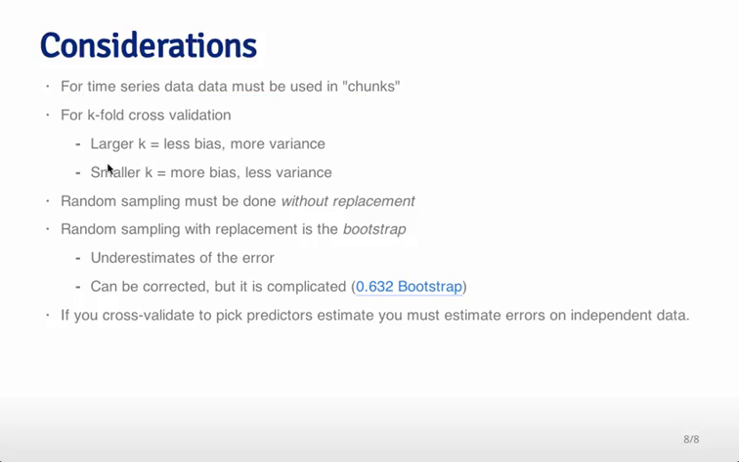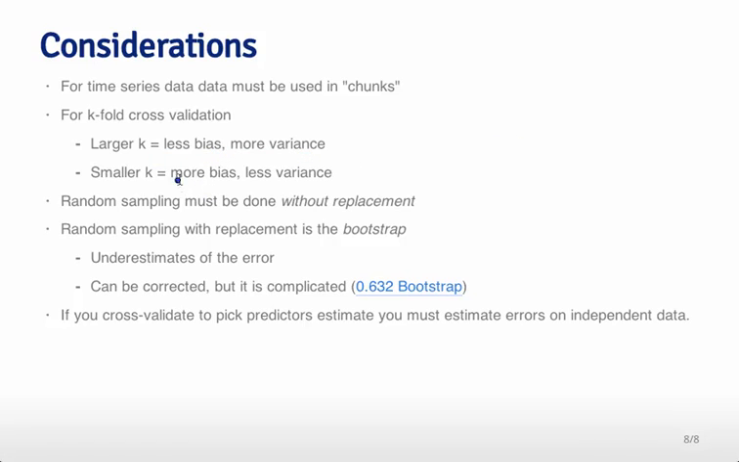For k-fold cross-validation, the larger the k that you take, you'll get less bias, but more variance. And the smaller k that you take, you'll get more bias, but less variance. In other words, if you take a very large k, say for example, 10-fold cross-validation or 20-fold cross-validation, you'll get a very accurate estimate of the bias between your predicted values and your true values, but it'll be highly variable. In other words, it'll depend a lot on which random subsets that you take.